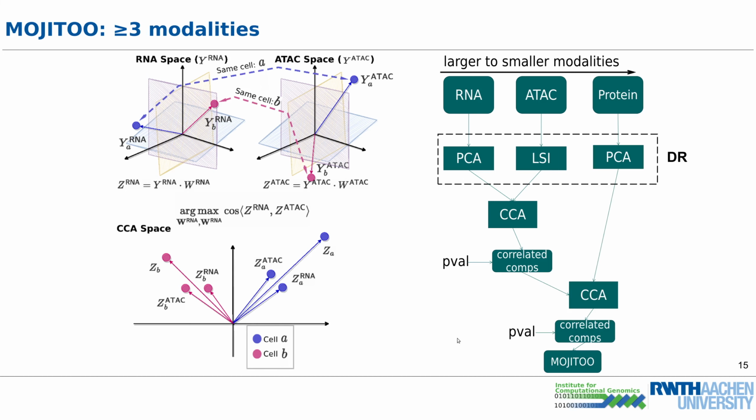If there are more than two modalities, for example, if there is another protein modality, MOJITOO first arranges the modalities by number of features from larger to smaller, and next runs CCA iteratively to get the final MOJITOO latent space.